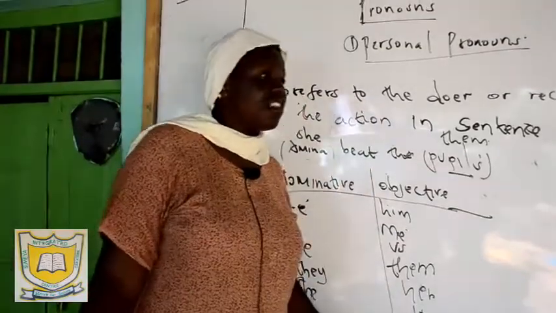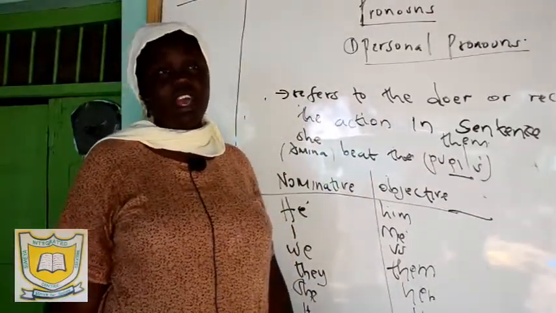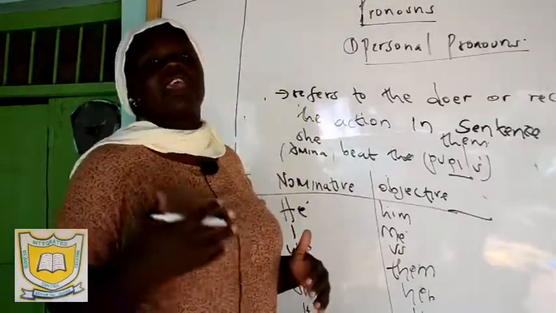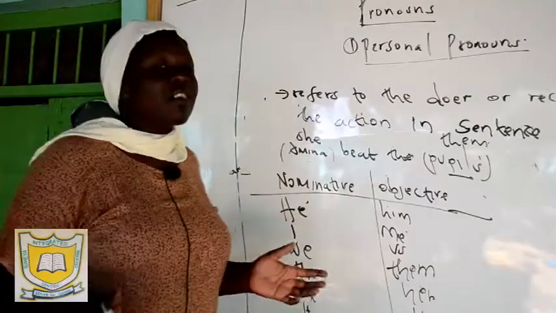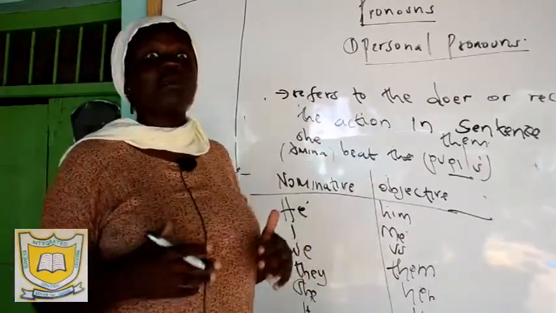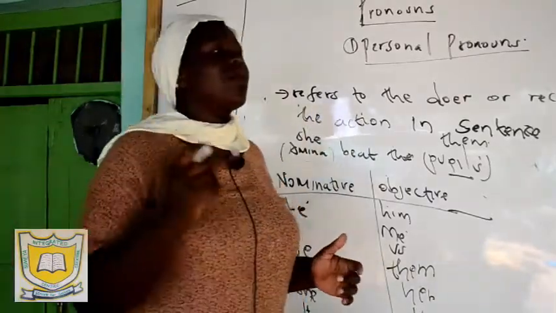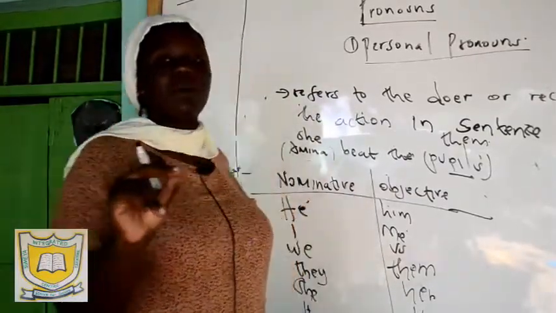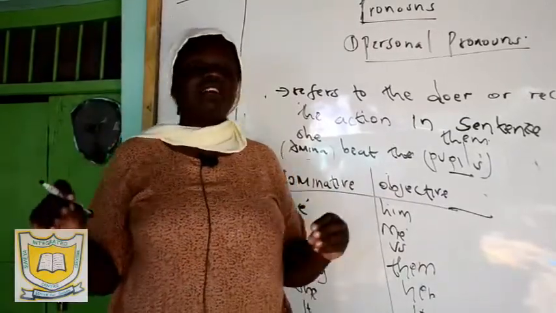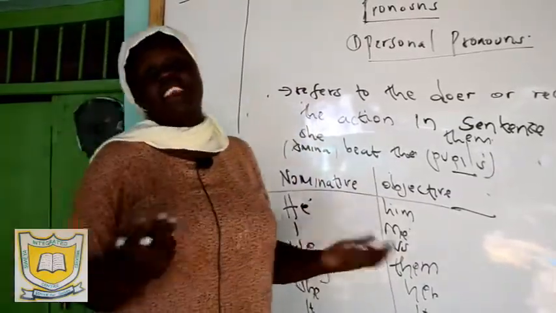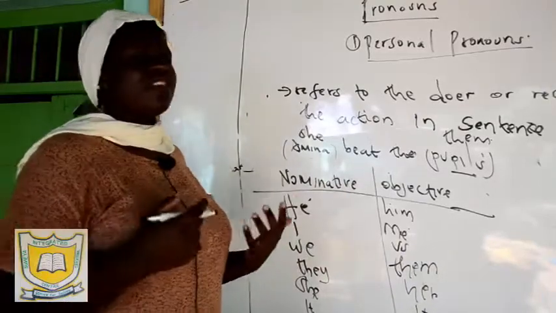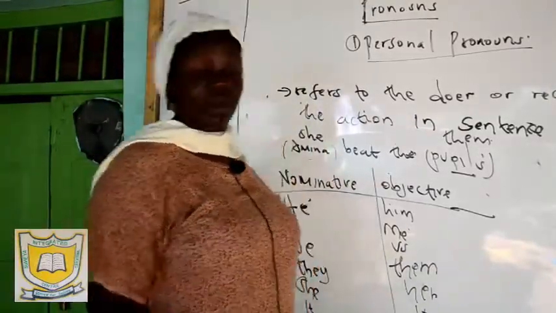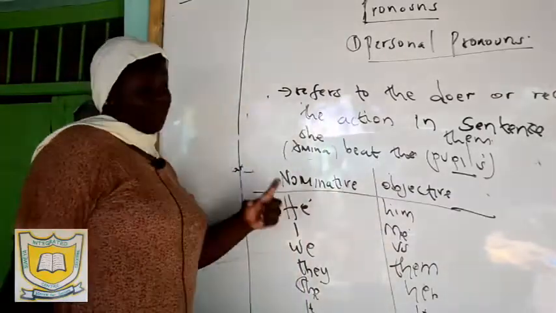Now, when it comes to pronouns, a person is in a position to name examples of personal pronouns. But when it comes to using them in a sentence, that is where we have the trap, that's where we have the problem. Most learners cannot use these pronouns correctly in a sentence. Not because they don't know, but maybe because they confuse them. So we are going to talk about how to use personal pronouns in a sentence.